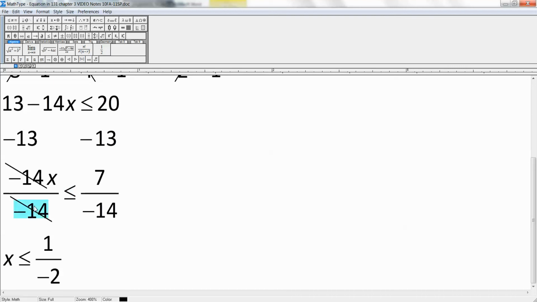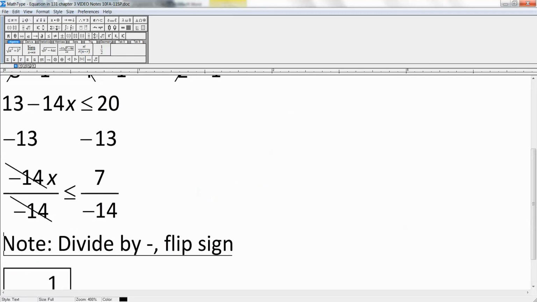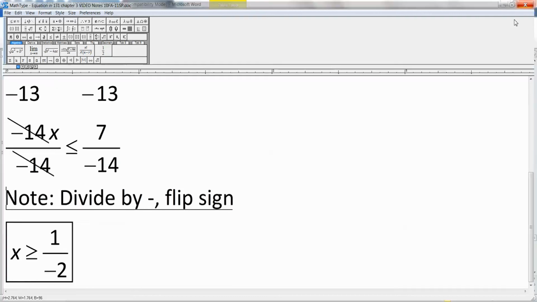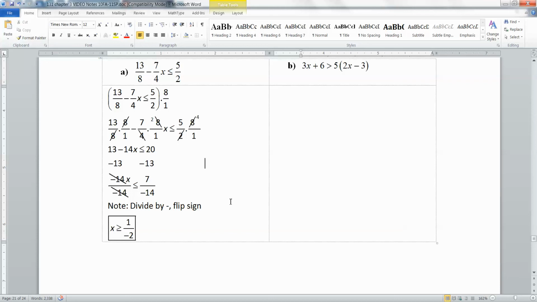Except, what happens when you divide by a negative like this? I shouldn't have typed it that way. I should type it this way. See? When you divide by a negative, better make a note. Note. Divide by negative. Switch or flip sign. Okay? Whenever you divide by a negative, you must flip your sign. I'll make a little note to ourselves. Alrighty, we've got that part.